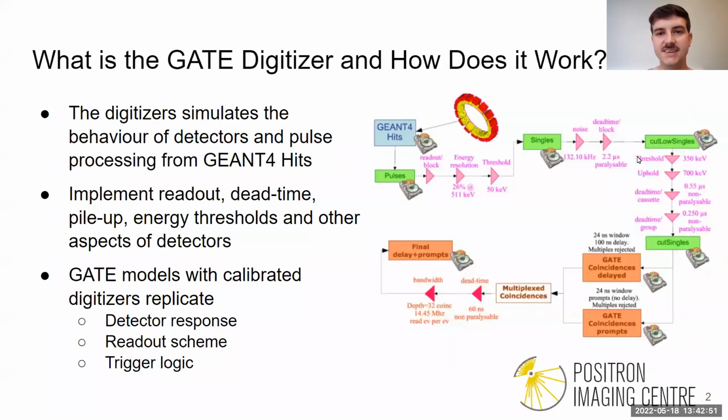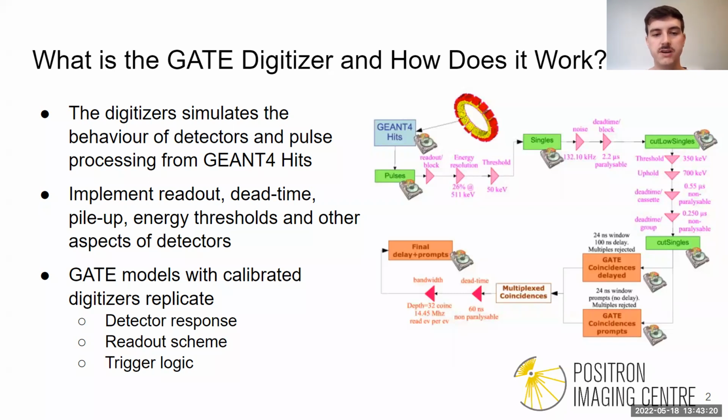So what is the GATE digitizer and how does it work? The GATE digitizer takes hits generated from Geant4 and applies pulse processing to these in a virtual manner so as to replicate the behavior of real detectors. This is the stage where things like readout, dead time, pileup, energy thresholding, and other aspects of the detectors are applied to the pulses generated and used to emulate how a real detector would respond.